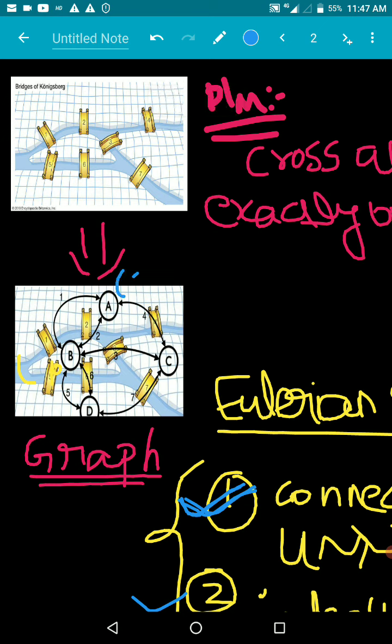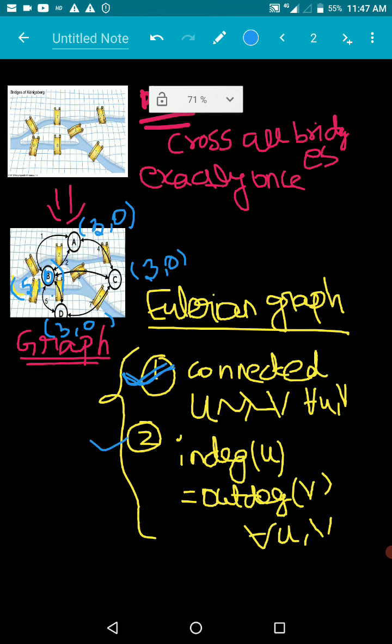Here the in-degree is 3 and the out-degree is 0. No, it is not possible. The condition is that in-degree is equal to out-degree for all the vertices, but anyway, I can check all the remaining vertices. Consider the C vertex: the in-degree is 3, out-degree is 0. Consider the T vertex: in-degree is 3, out-degree is 0. Consider the P vertex: in-degree is 5, 1, 2, 3, 4, 5, out-degree is 0. So every vertex does not satisfy the second rule, which means in-degree is equal to out-degree for all u, v.